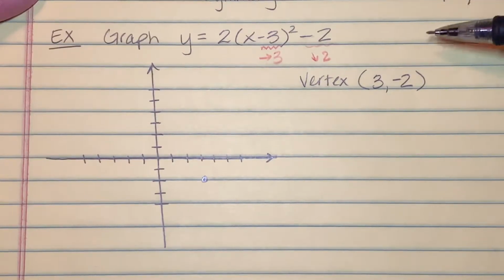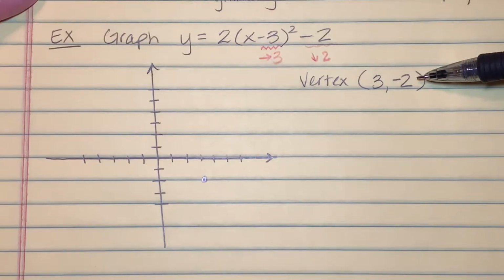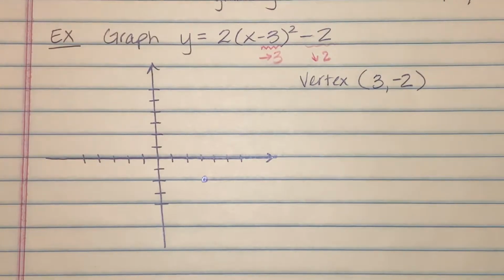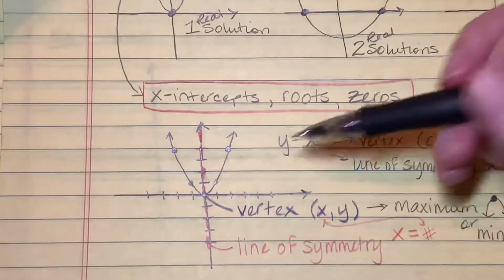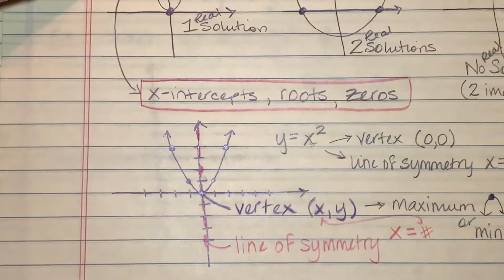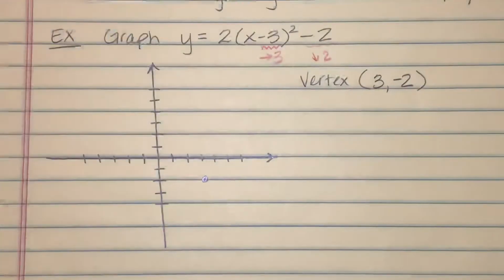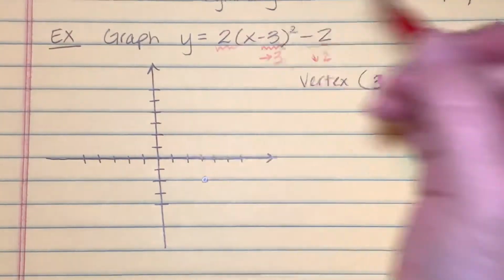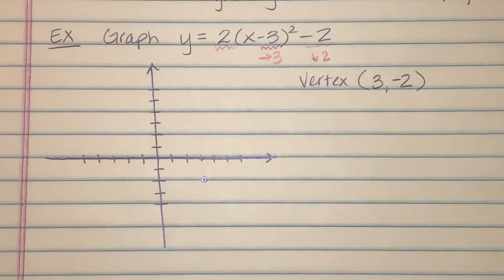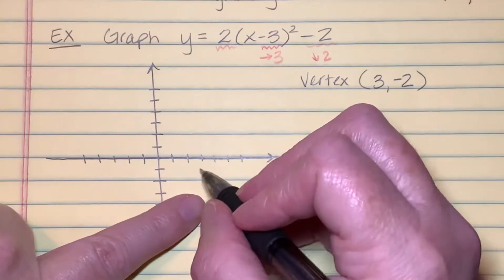Then I can make a table if I want. If I use the graph that we just made of the parent graph, you can just move that and do the things that you need to do to it. It just depends on how you like to graph. But remember that this has a multiplier of 2, so it's not going to be exactly the parent graph. We've got to multiply, so it's going to stretch. So let's just plug in numbers.